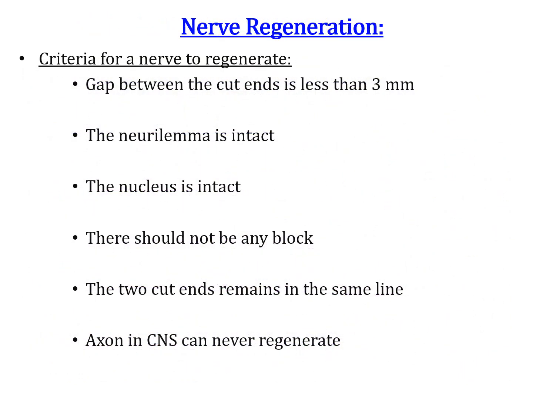Now let's see what nerve regeneration is, and how the degenerated nerve is going to get regenerated. Criteria for a nerve to regenerate: the gap between the cut ends should be less than 3 mm. The neurolemma should be intact. The nucleus should be intact. There should not be any block. The two cut ends remain in the same line. Very important: axons in the CNS can never regenerate. We'll see why it cannot.